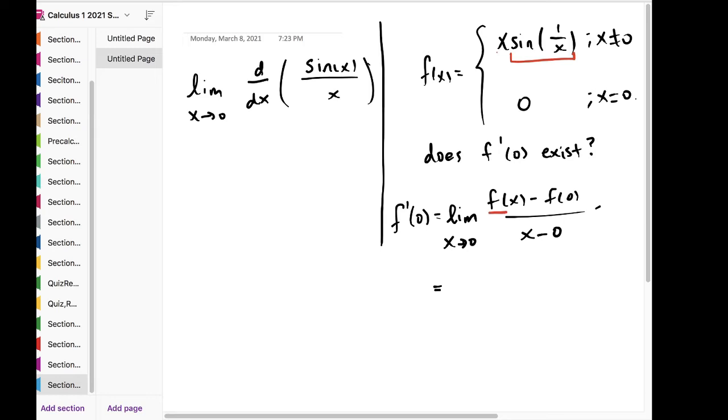As you approach 0, what function am I looking at as I approach 0?